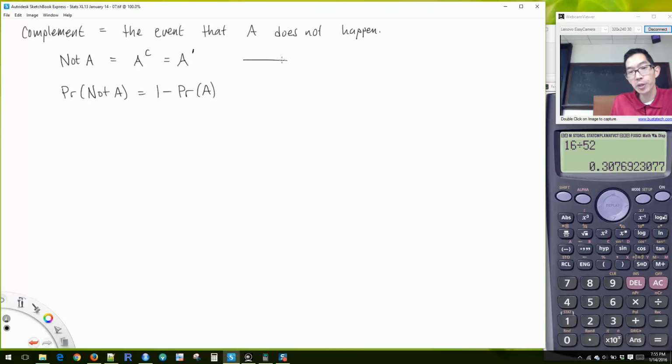Notice these up here, these are events. Do not assign numbers to events. If A is the card is hearts, then A is the card is hearts. Only assign numbers to the probability of that event. So it's not correct to say A is equal to 0.25. You'd say A is the event that the card drawn is a heart. The probability of A is equal to 0.25. So there is a distinction. These are events, and these are probabilities.